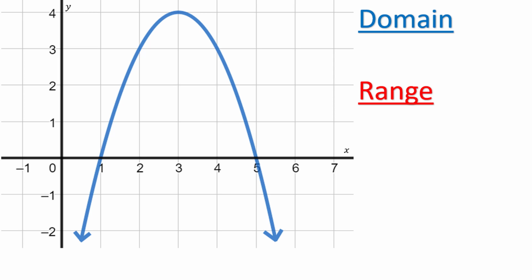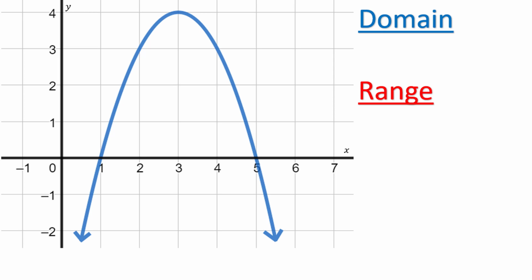Now, if this truly is a parabola, which it appears to be, there is no restriction on the x values. You can plug in x values as large or as small as you want to, and get out an output, even though we can't see any x values on here larger than about 5.5, or smaller than about 1/2.